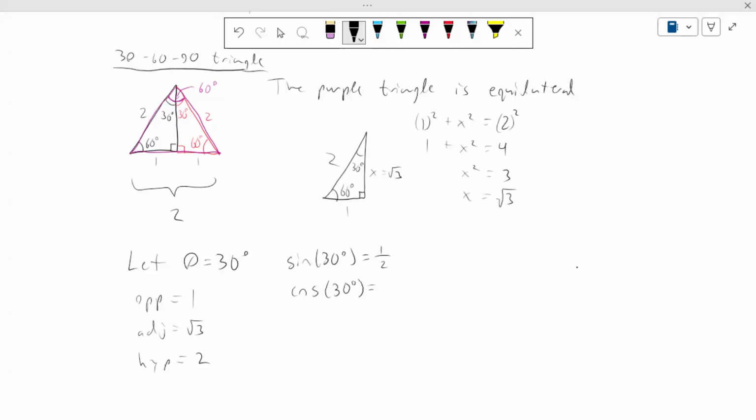Anyway, cosine of 30 degrees. That's adjacent over hypotenuse. So that's square root of 3 over 2, right? Tangent of 30 degrees. That's opposite over adjacent. So that's 1 divided by the square root of 3. And we're not going to leave it like that, right? We're going to rationalize the denominator. So we multiply by square root of 3 on the top and the bottom, and we get square root of 3 divided by 3.